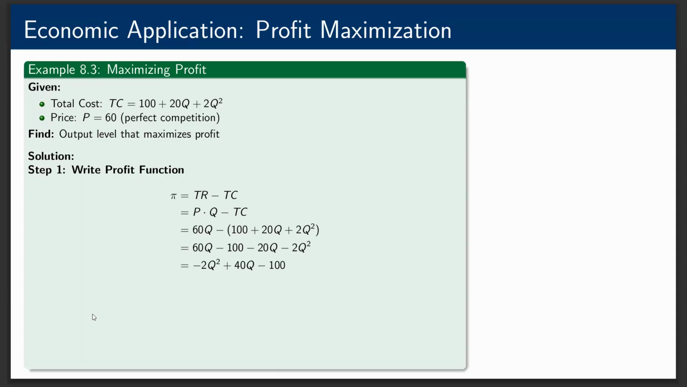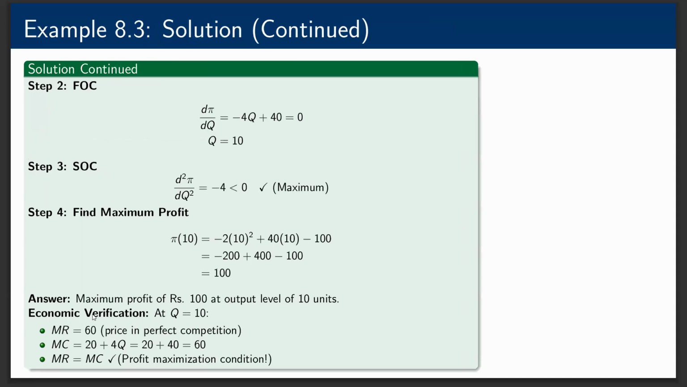profit maximum? That means put the first order derivative of profit with respect to Q and set it equal to 0. The first order derivative will be minus 4Q plus 40. It is the first order derivative. Put equal to 0. Solve, it is Q equal to 10. So 10 is the critical point. So whether at Q equal to 10, the profit may be maximized, may be minimized, or inflection point.